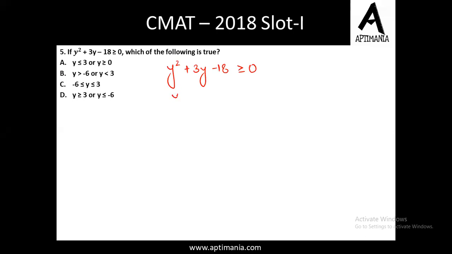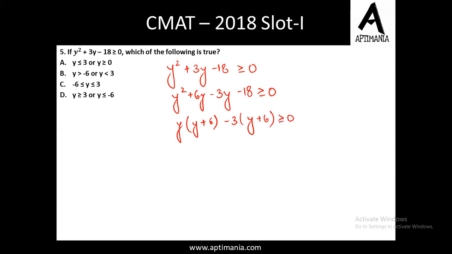On splitting the middle term, we'll have y square plus 6y minus 3y minus 18 greater than or equal to 0. On taking y common from the first two parts, we'll have y into y plus 6, and taking minus 3 common, we'll have minus 3 into y plus 6 greater than or equal to 0. So taking y plus 6 common, we'll have y plus 6 into y minus 3 greater than or equal to 0. Now, to solve an inequality like this, we have a simple solution. The product of two values is positive, which is possible in two cases: either both the values are positive or both the values are negative.